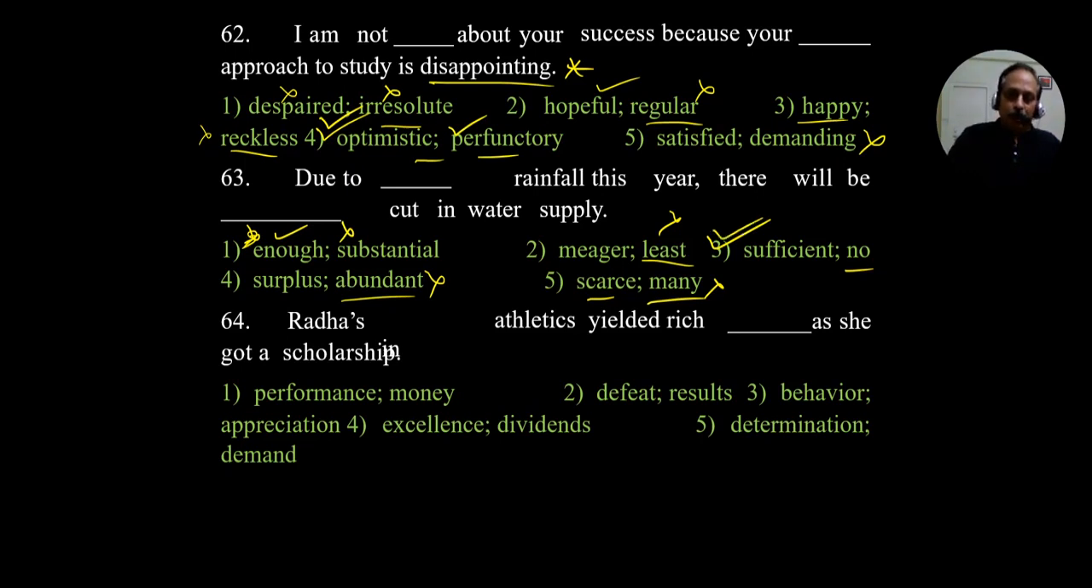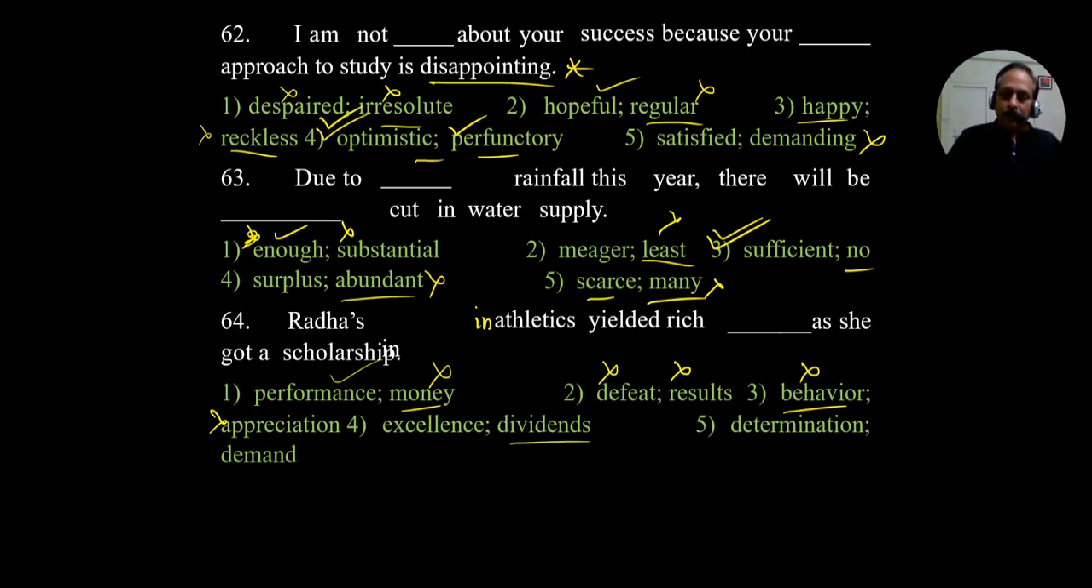Rather's performance in, one word is missing. Rather's performance in athletics yielded rich money. Performance is correct, money is not correct, but still you can hold that one. Rather's defeat in athletics yielded rich results. No, rich results are positive but defeat is negative, not correct. Rather's behavior in athletics. It is not behavior when it comes to competition, it is performance that matters, so not correct. Rather's excellence in athletics yielded rich dividends as she got a scholarship. This seems right, hold this one.